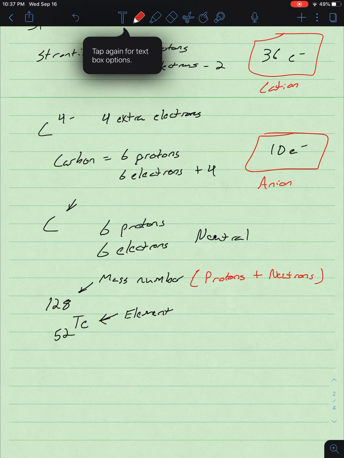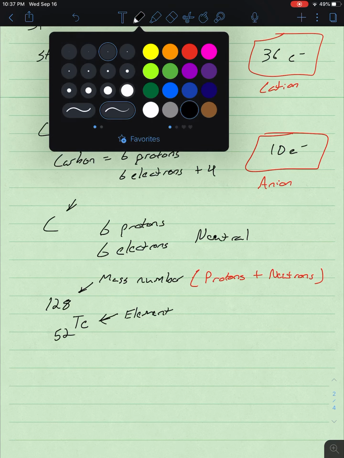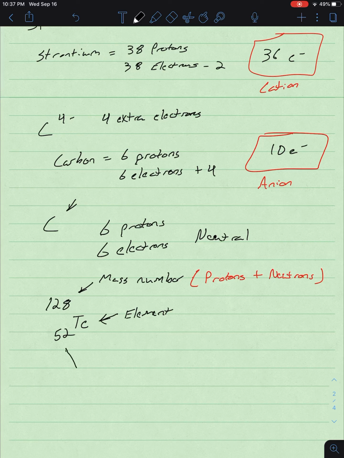Okay, so this bottom number right here is my atomic number, which equals your number of protons. So this is isotopic notation. We'll go over an example here in a second of the actual hyphen notation, where we actually spell out the name and give the mass number, but for now, we're just doing isotopic notation.